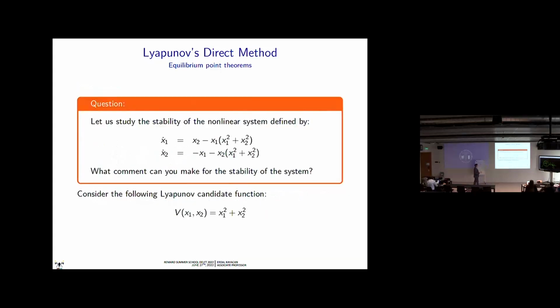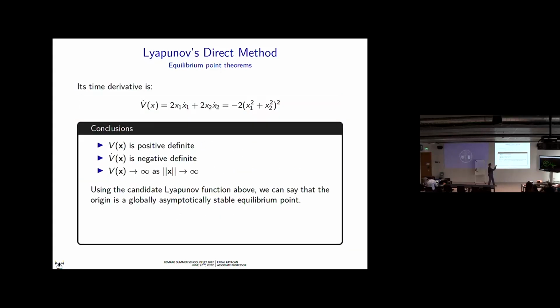So if you just find 2x1 x1 dot plus 2x2 x2 dot, and then substitute here, then this function is going to be this: minus 2 times (x1 squared plus x2 squared) squared. This is definitely negative, right? So V is positive definite, because this is positive definite. The second is negative definite, so V dot is negative definite. And then V(x) goes to infinity as x goes to infinity. Then you can say it's globally asymptotically stable again.